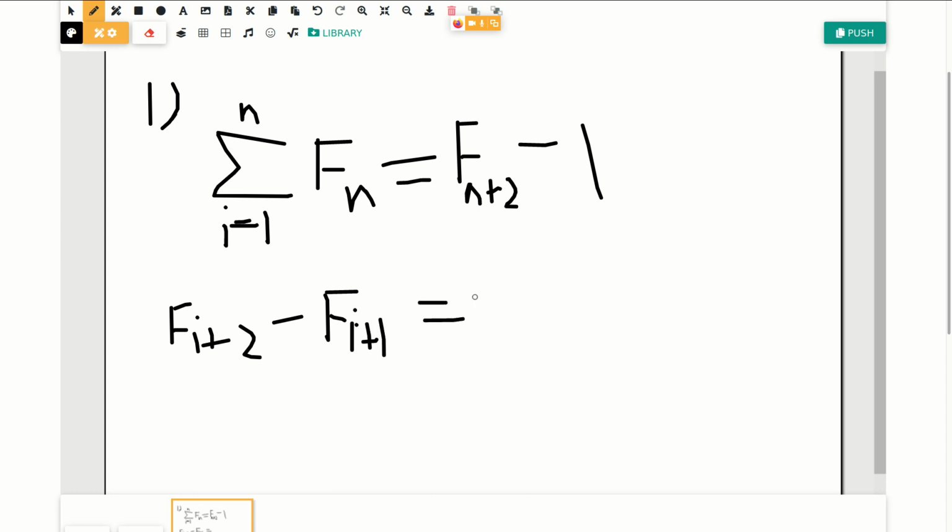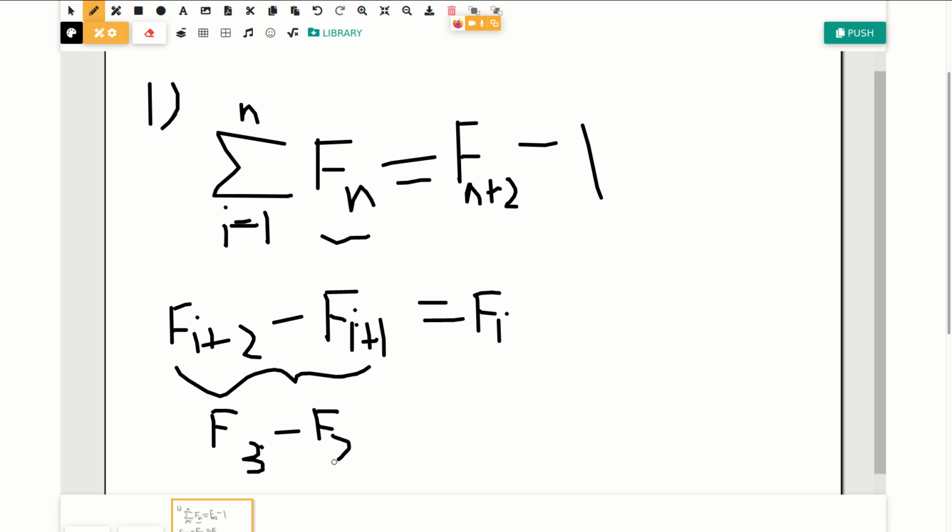And this is equal to fi. So if we replace each fi in this formula here with this value, you can see that each fi plus 1 from the n plus 1 values will cancel out. So it will be fn plus 2 minus fn plus 1, then fn plus 1 minus fn, and so on, till the last part, that would be f3 minus f2 over here.